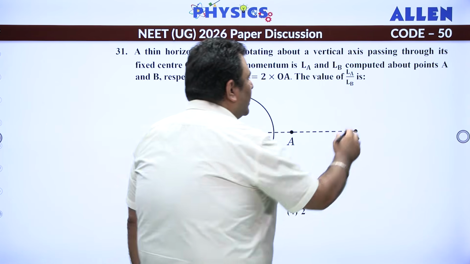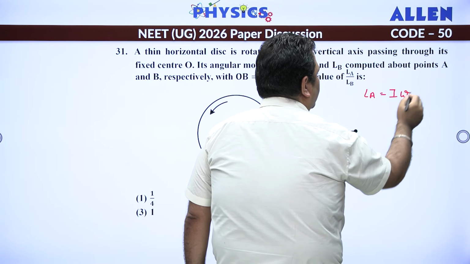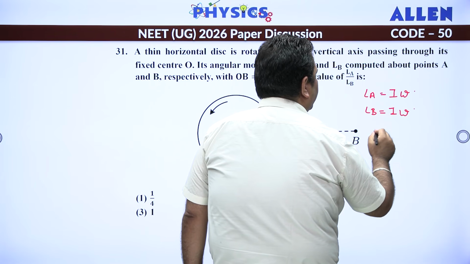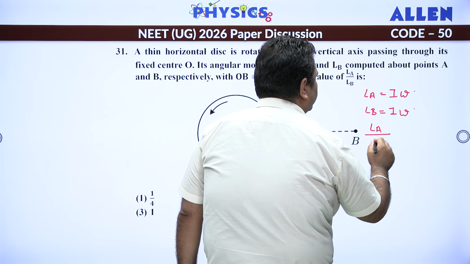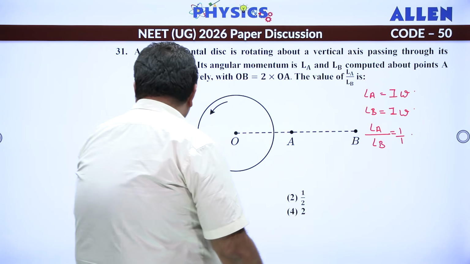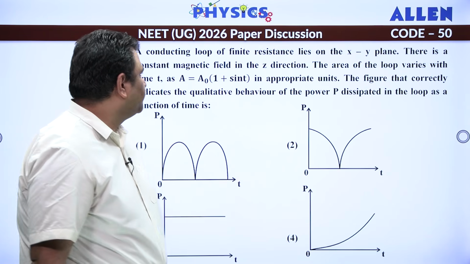So what can LA be written as? LA can simply be written as I omega. What is LB written as? It can simply be written as I omega again. What is the ratio of these two quantities now? It comes out to be 1:1. So the answer is the third option. Moving on to the next question after this.